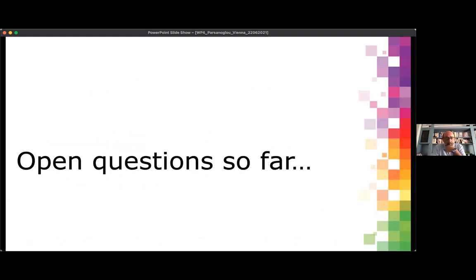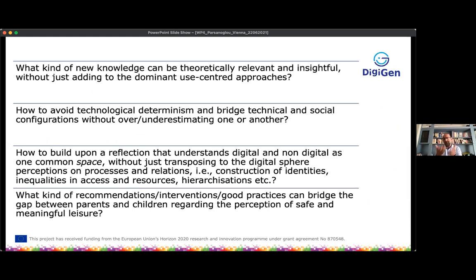So I am going to close with some questions that might be policy relevant. As I mentioned earlier, we are still in the field work. Some countries have advanced more, some others less. The open questions that we have to face, and it would be good to discuss with you today, is first of all, what kind of new knowledge? I mean, we have some decades now of knowledge production, research, and theory. What kind of new knowledge can be theoretically relevant and insightful without just adding to the dominant use-centered approaches?